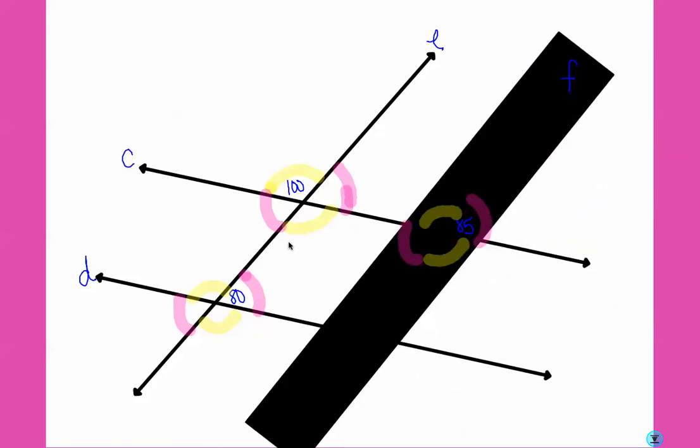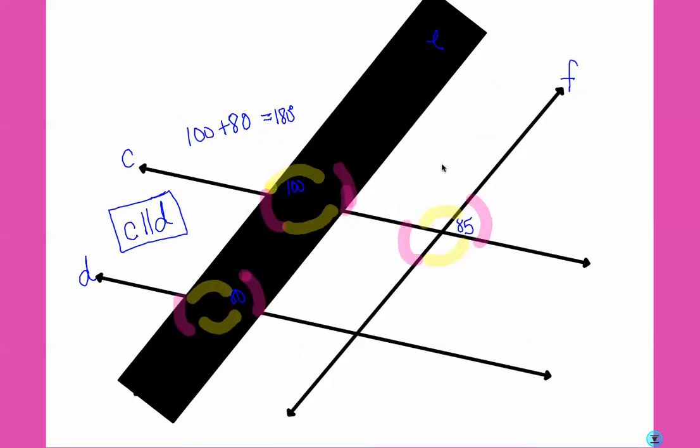All right, so let's look at them one set at a time. Pretend you can't read those. All right, so here we've got a big and a small. One big plus one small, we need 180. 100 plus 80 is 180 degrees. Therefore, we know that C is parallel to D. Now, if we look over here, if we move our blinder, there's no information down here. So we can't use these angles to prove C and D.